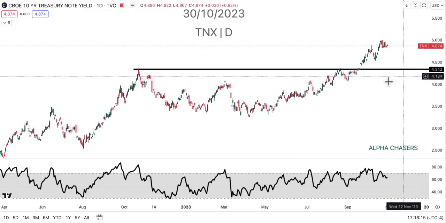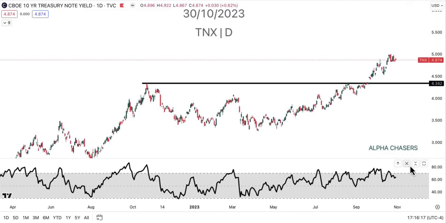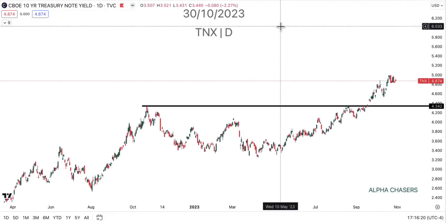There is a lot in here that you need to understand. Okay, number one, the bond market right now is driving everything.